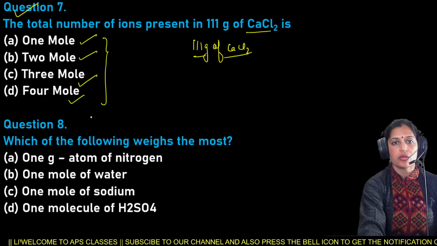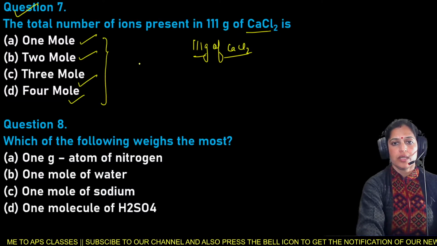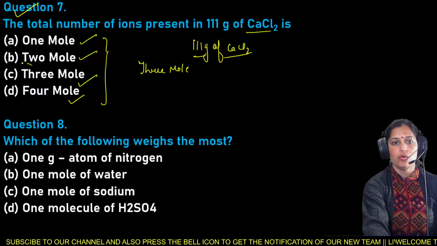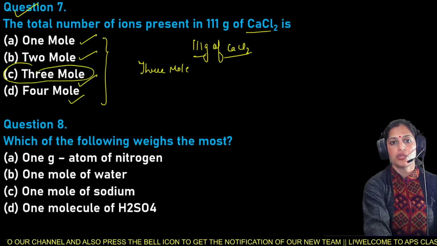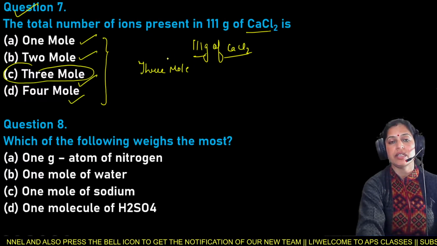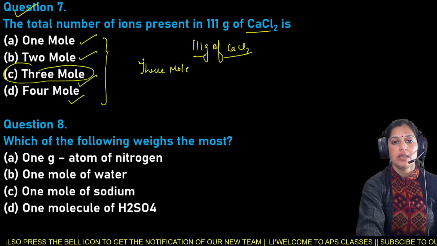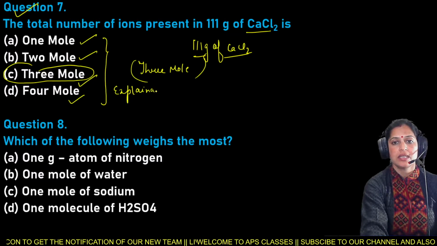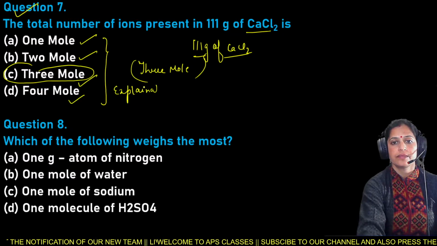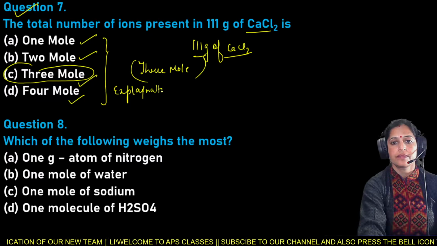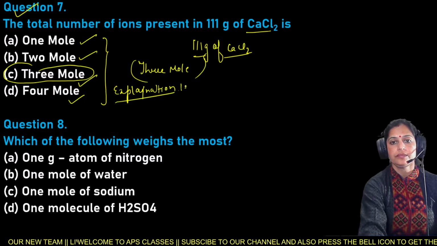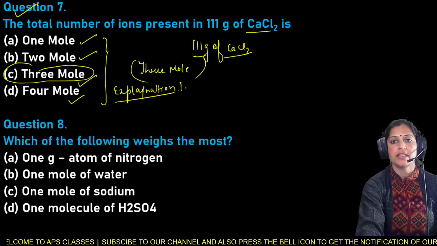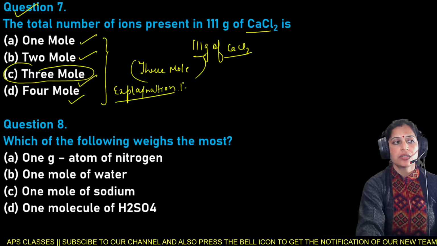So which is the right option for the question number 7? Here 3 mole is the right answer, not 1 mole, not 2 moles, and not 4 moles. The total number of ions present in 111 grams of calcium chloride is 3 moles. So here the explanation is, how can you say that.